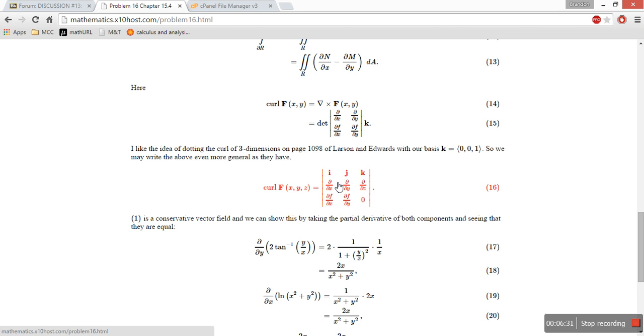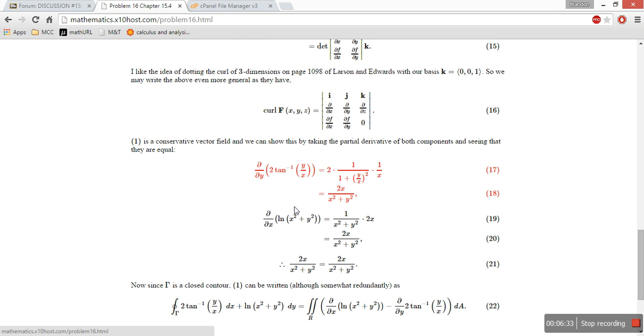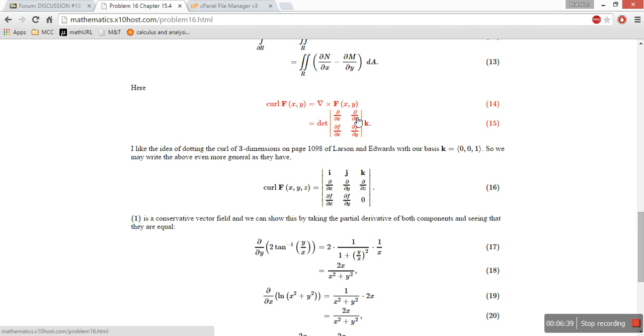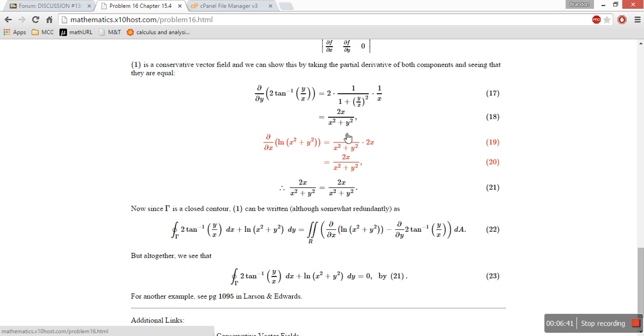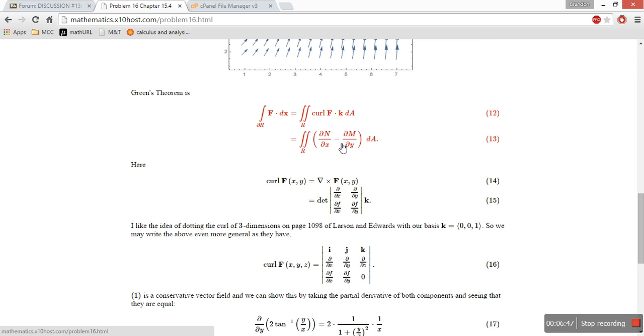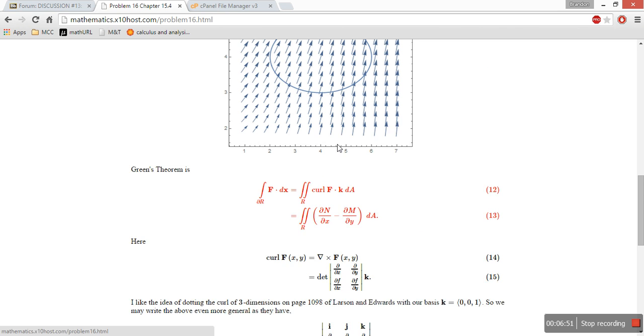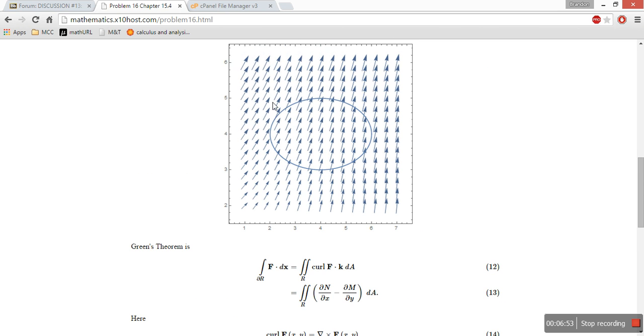So now we can just look at our vector field, and we can take the partials as we would do in number 15 here, and we see that they end up being equal to one another. So in their difference in the integrand of our Green's theorem, they equal 0. So the contour integral should equal 0.